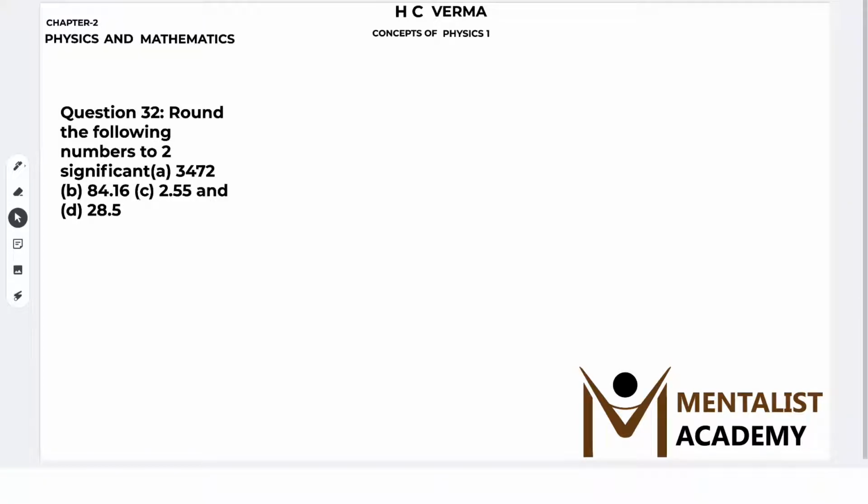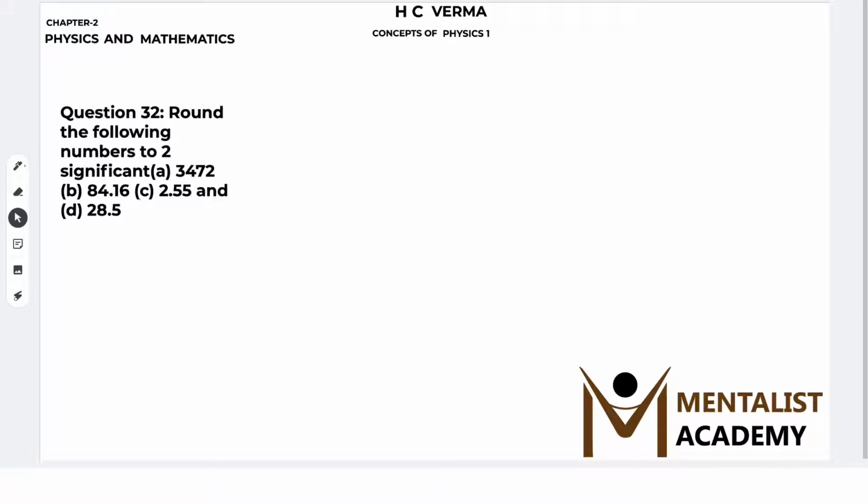We are doing question number 32 from H.C. Verma book Concepts of Physics 1, Chapter 2, Physics and Mathematics. According to the question, round the following numbers to two significant digits: A 3472, B 84.16, C 2.55 and D 28.5. We have to round off these numbers.